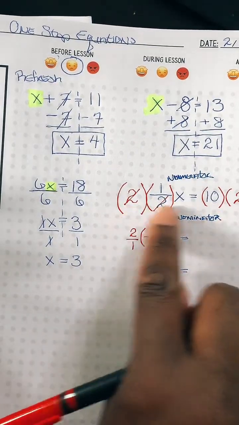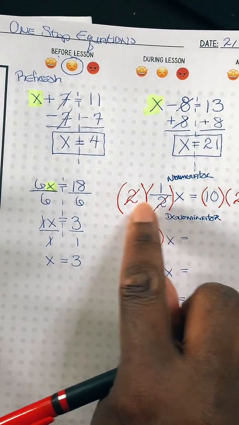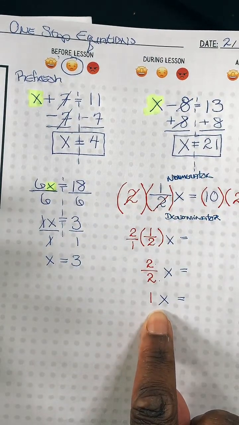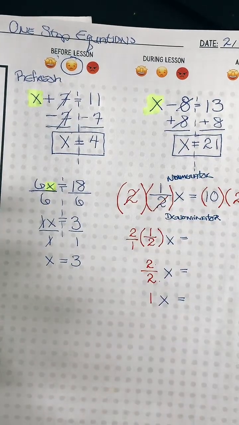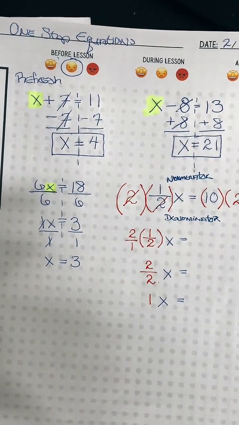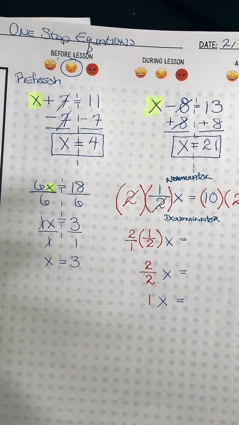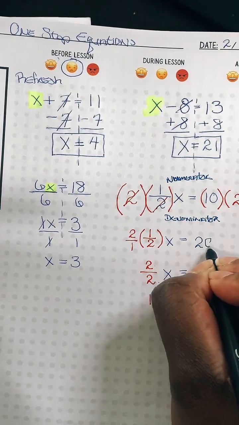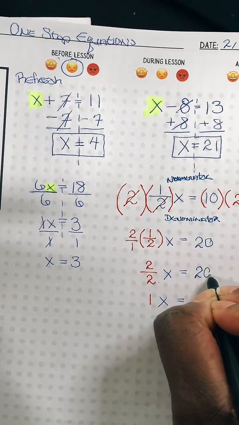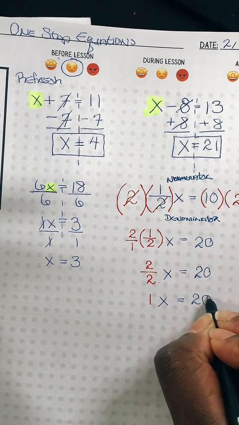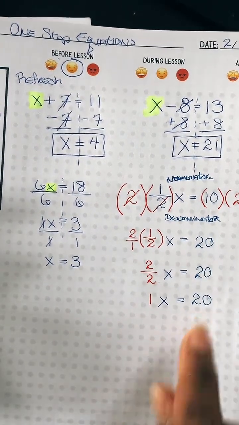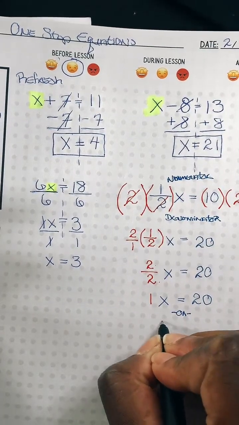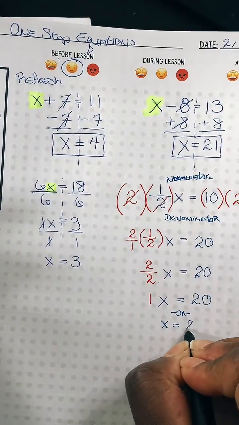So when you're doing things like this, whatever the denominator is, multiply both sides by it so it can cancel out. And now we got 1x. So that's the left side. Now we need the right side. On the right side, we have 10 times 2, and 10 times 2 gives me 20. So we have 1x is equal to 20. Or I can say x is equal to 20.